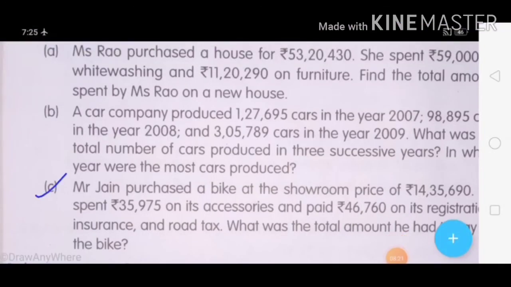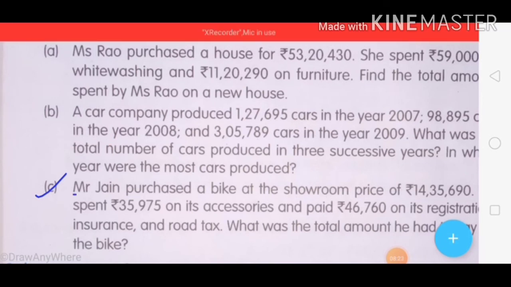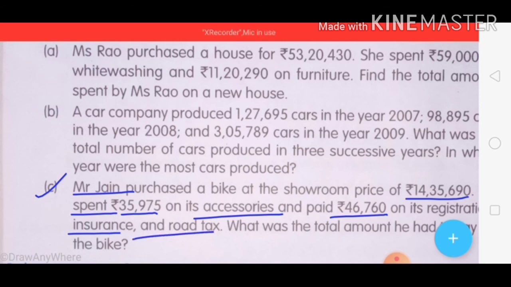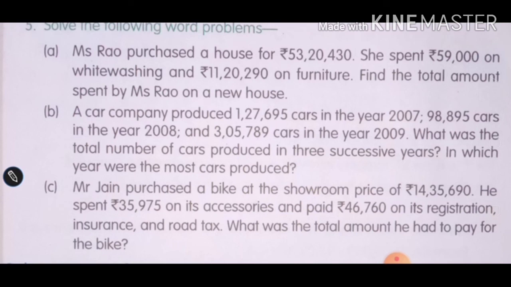Now C part is, Mr. Jain purchased a bike at the showroom price of 14,35,690, spent rupees 35,975 on its accessories and paid 46,760 on its registration, insurance and road tax. What was the total amount he had to pay for the bike?